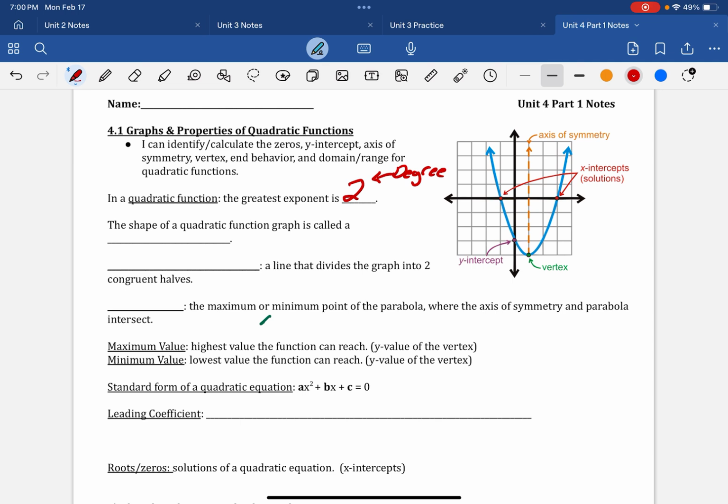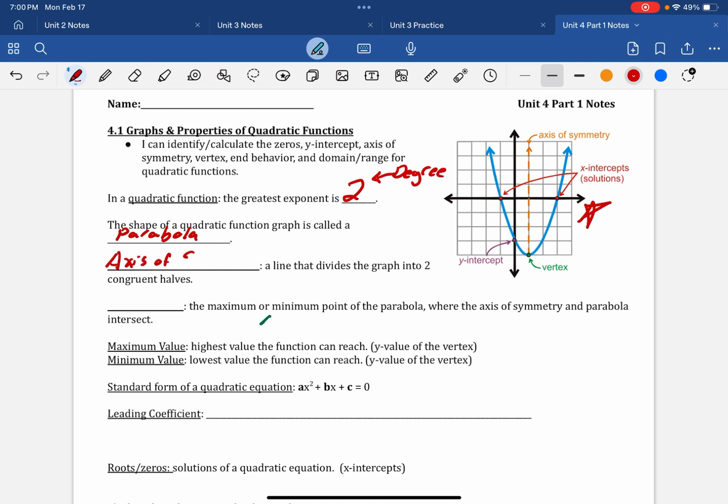So every one that we are going to deal with is going to have the picture that's over here on the right. That shape is called a parabola. Now, with each parabola, there's going to be a couple different things that occur. Number one, there's going to be what we call an axis of symmetry.